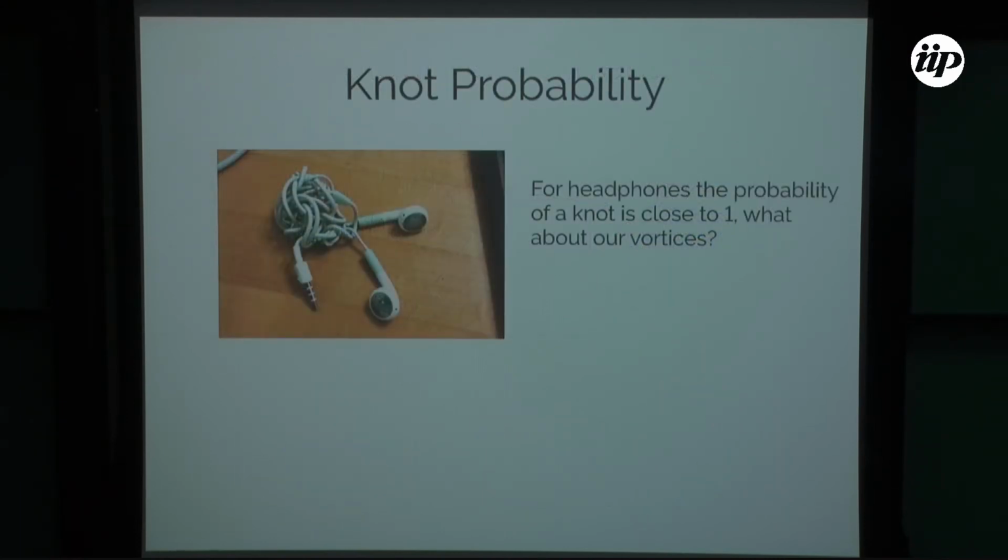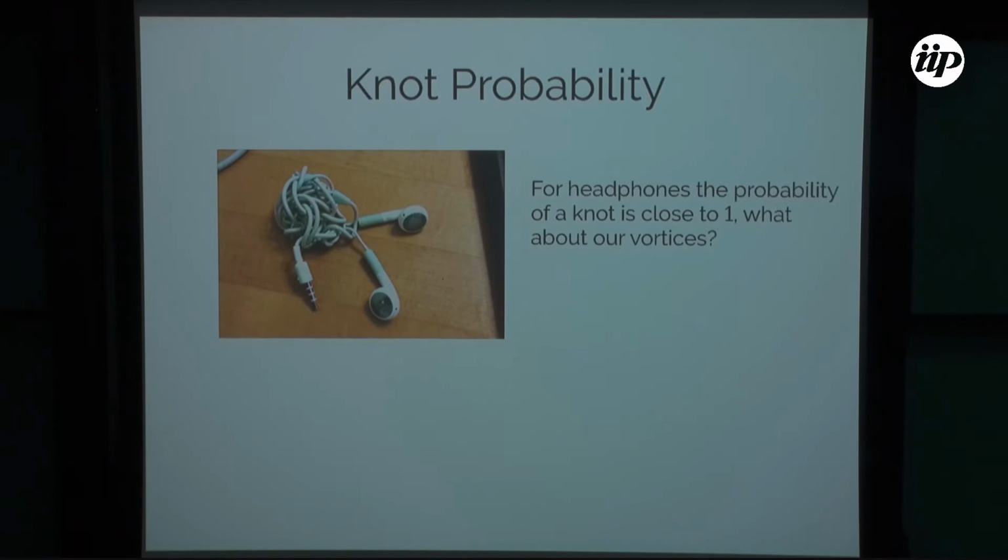we can find the probability of a knot. I'm not an experimentalist, but I've even brought a demonstration that I just picked out of my bag, right? I'm sure we're all familiar that with anything like headphones or any long cable, the probability of finding some sort of complex topology is almost 1. But what about our quantized vortices?